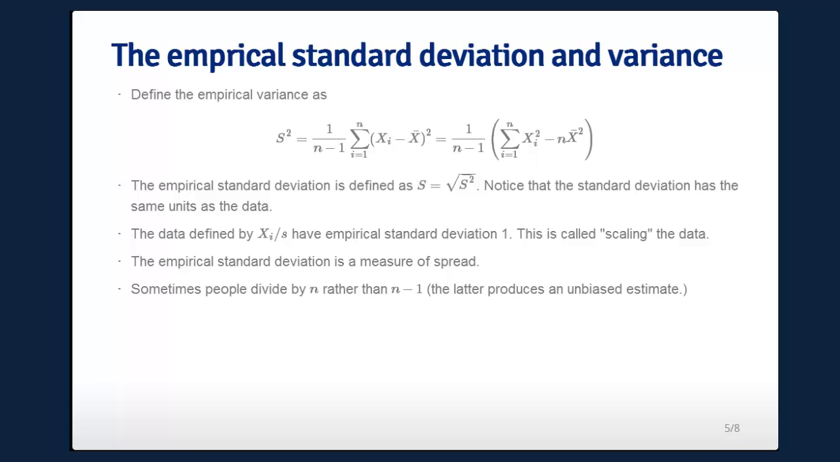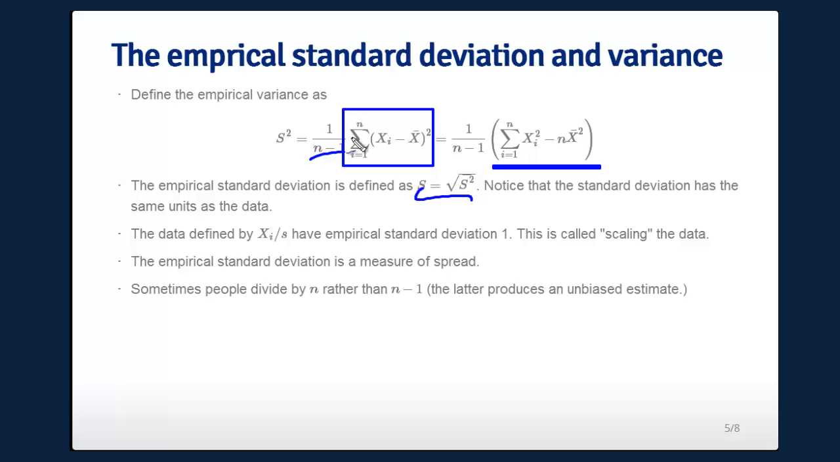And there's this shortcut formula right there for this quantity. So that's the empirical variance. Dividing by n minus 1 gives the empirical variance. The empirical standard deviation is, of course, just the square root of the empirical variance, defined right there. And we divide by n minus 1 just to get a so-called unbiased estimate.